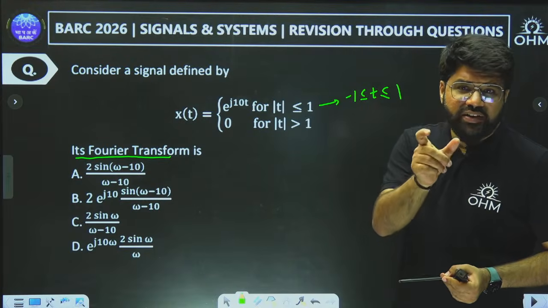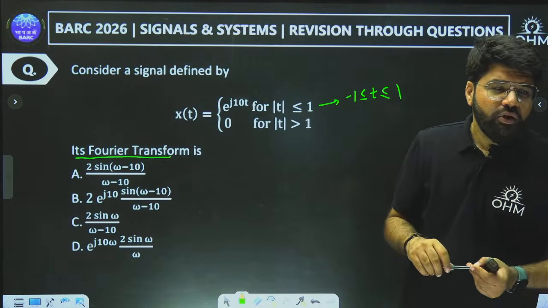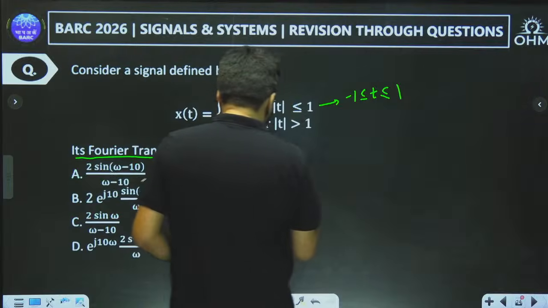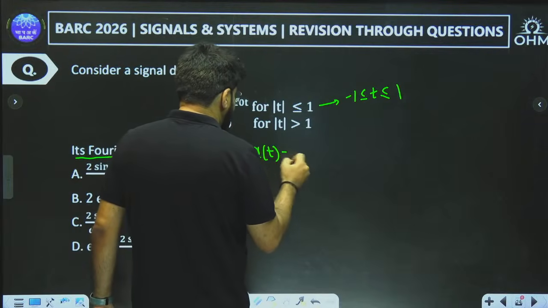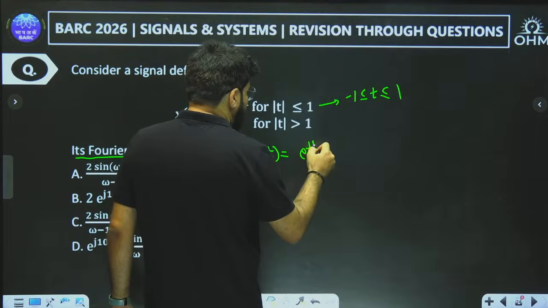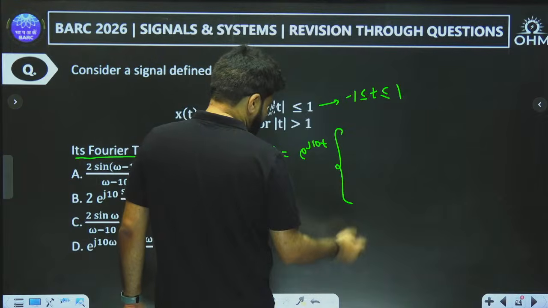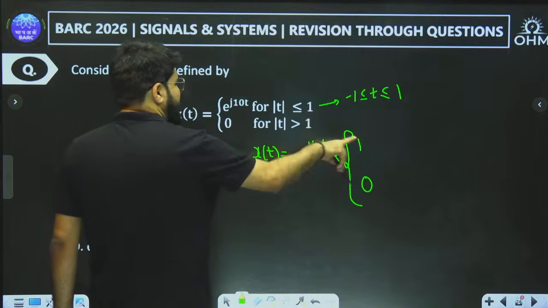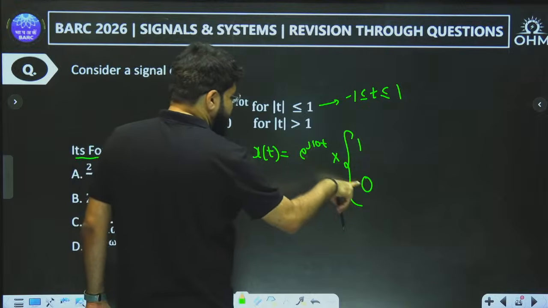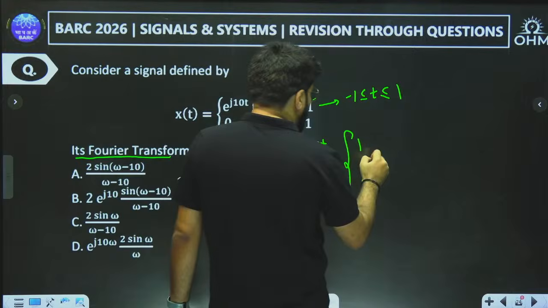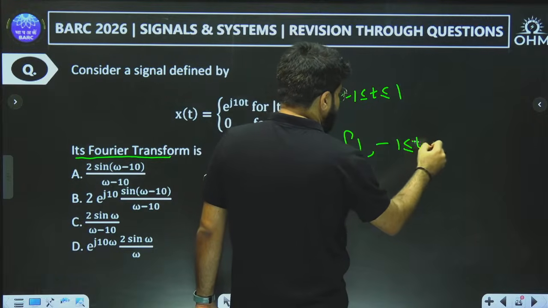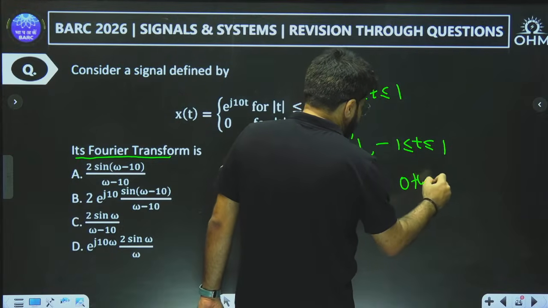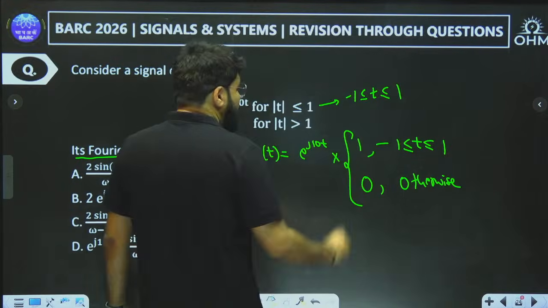Whenever you need to restrict a signal between two points, minus a to a, you can use the rectangular function, the rectangular window. How can I write down this given signal? Suppose you take e power j10t and write it this way: e power j10t multiplied by 1 or 0. E power j10t into 1 will be e power j10t, e power j10t into 0 will be 0 only. 1 for mod t less than 1, that is minus 1 less than or equal to t less than or equal to 1, and 0 otherwise, outside this interval.